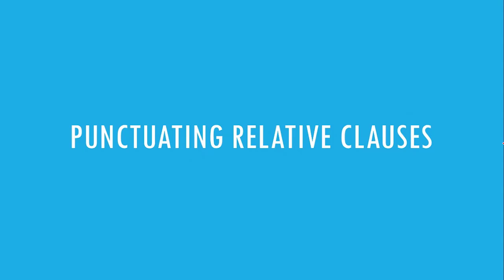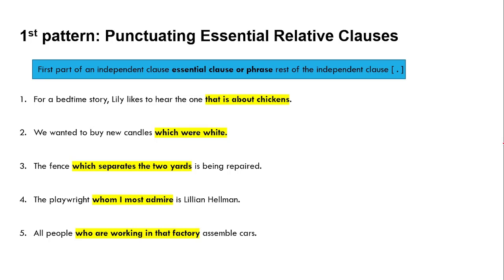As I told you before, punctuation is a matter of great importance in IELTS. So the question now is how to punctuate relative clauses. We have two patterns of punctuation. The first is about the essential relative clause. If I have an essential relative clause in my complex sentence, never use any commas before it. For example, for a bedtime story, Lily likes to hear the one that's about chickens. So that's about chickens here refers to the one, the story, and we didn't use any commas before it.